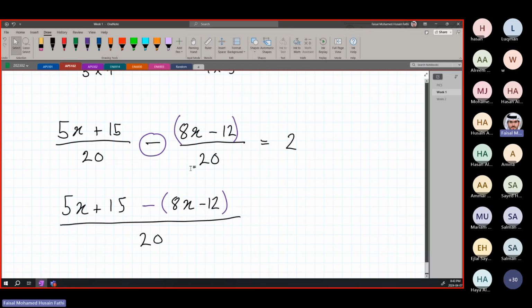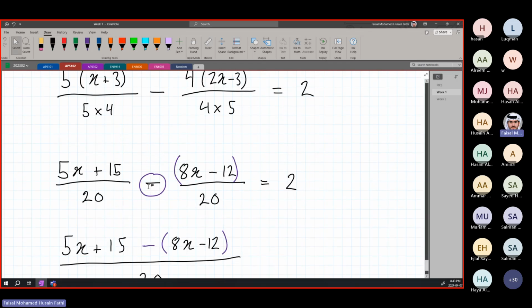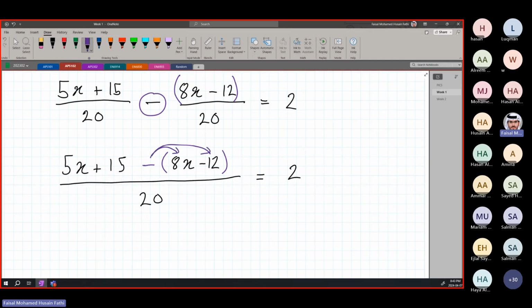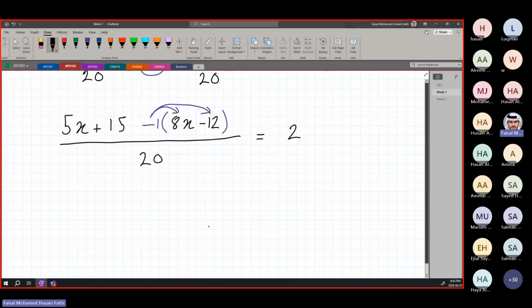Keep in mind, this is the rule for fractions. The minus here is going to be distributed into the entire equation. And this is going to be equal to 2. All right? So if we want to simplify, we have to distribute the minus on both of them, as if this is minus 1. It's the same idea, as if this is minus 1. So 5x plus 15 doesn't change. We did the distribution now, if we just distribute the minus 1.